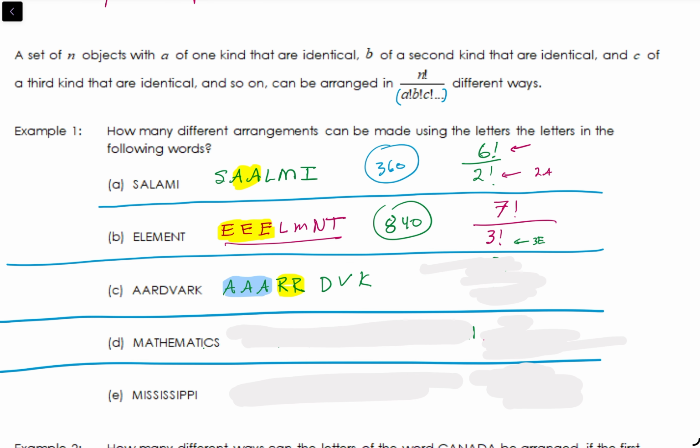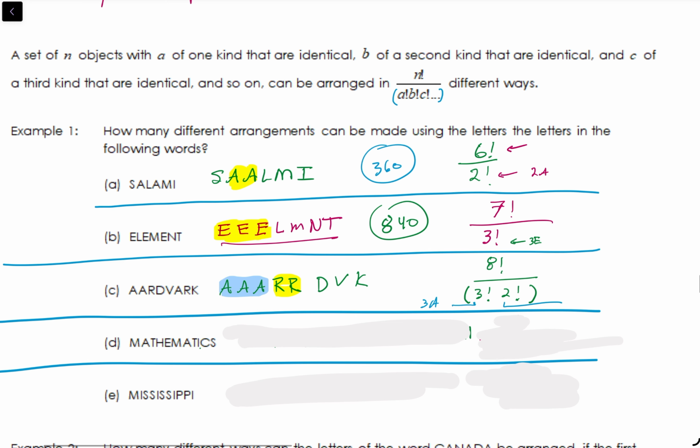I'm counting up the letters in aardvark, and there are 8 of them. But now we have 2 sets of identical objects. Now this is going to be very important. I'm going to put brackets around the denominator. This 3 factorial represents that I have 3 A's. Now this 2 factorial will represent my repeating objects that are R's, and there are 2 of them. And when I put this into the calculator, what I get is 3,360 different ways I can organize the letters of aardvark.